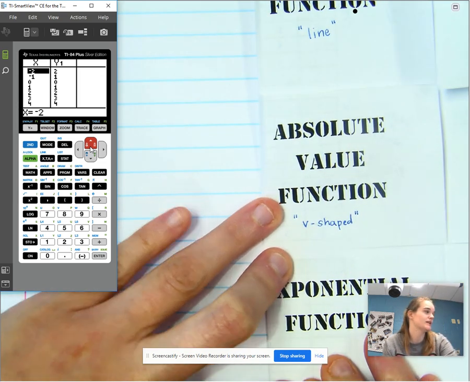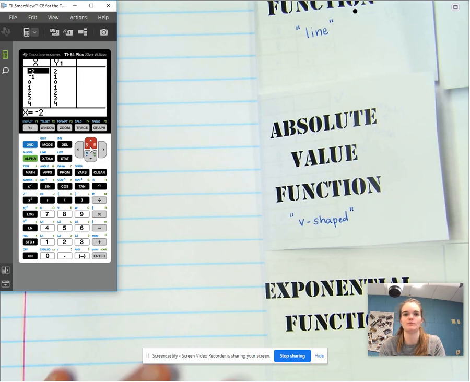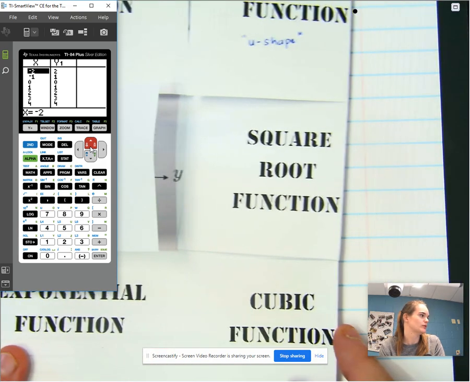It's important you can recognize if it's absolute value, exponential, linear, square root, cubic, because on your 20-day, you have another one very soon. You are going to have to be able to look and determine what type it is, okay? Let's talk about square root functions now.